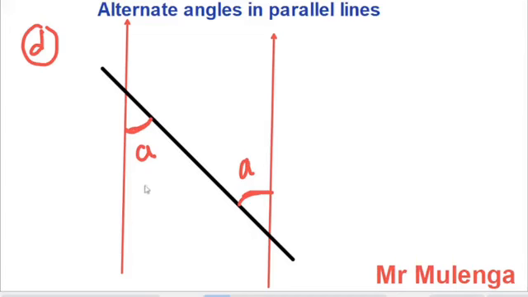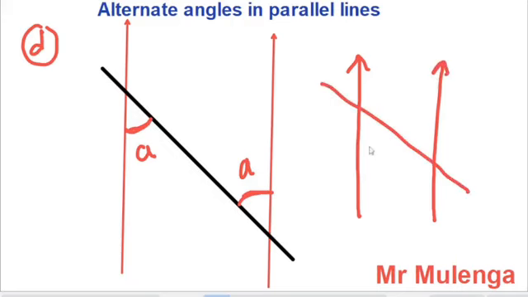So this means that if you have two parallel lines like this, then we have a transversal here. If you have 20 degrees right here, it means that even here you are going to have 20 degrees, because this angle is alternating to this angle. These are alternate angles in parallel lines. So this property is also very important. Now let's look at another part.